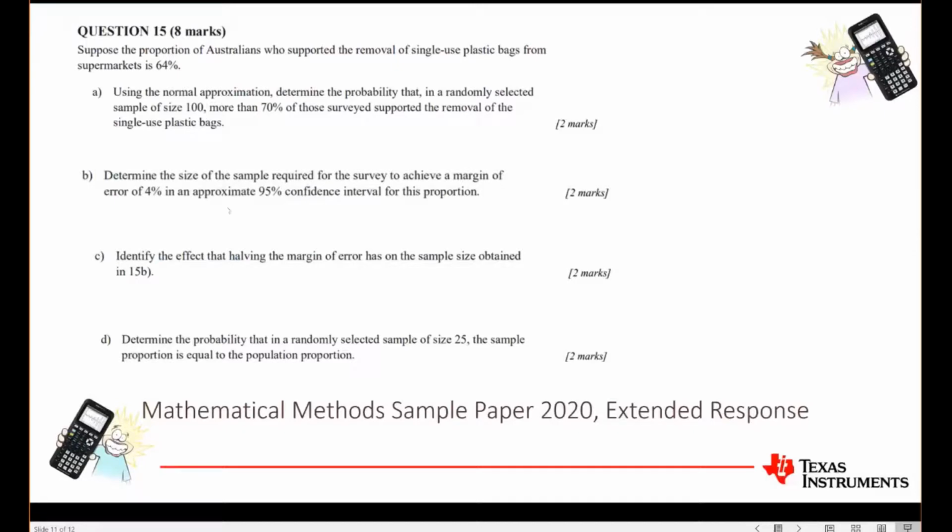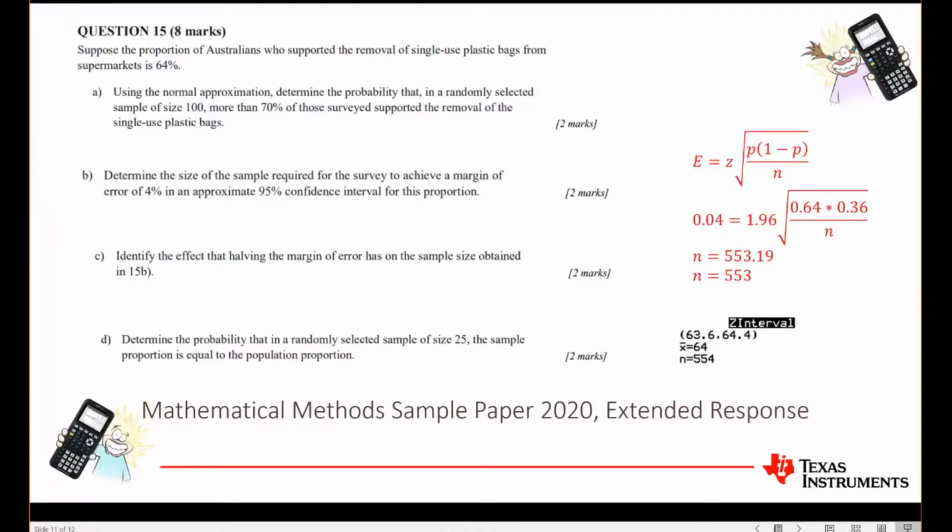There we go. The second part of this question, we're determining the size of the sample for the survey to achieve a margin of error of 4%. Now, this is a bit of algebraic working. I've done it already over here on the side. So we're solving for n to find the size of our sample, which is 553.